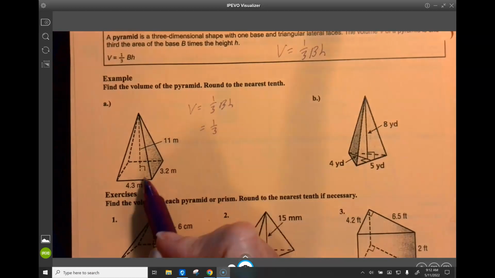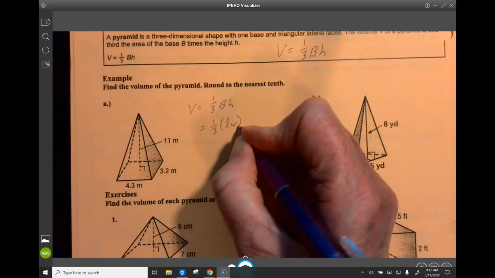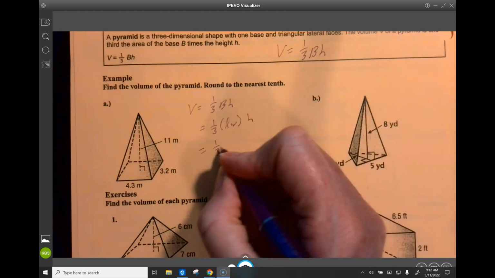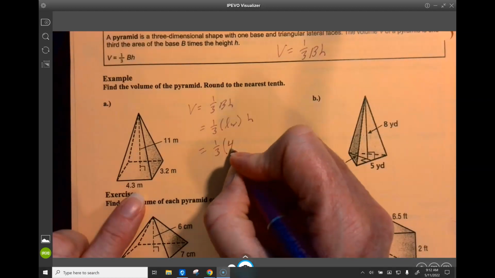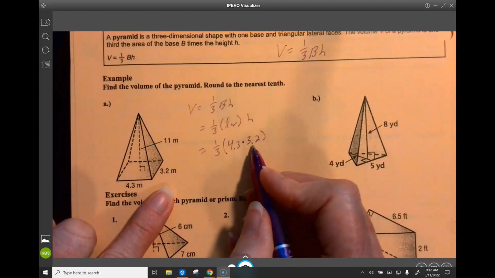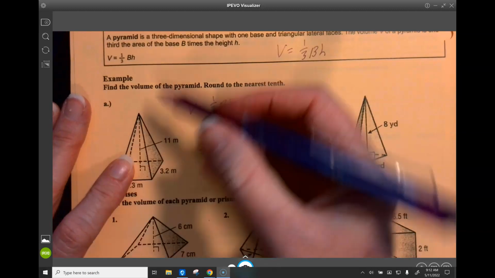Okay, so now our base, we have to look at this on an individual basis. Here, it is a rectangle, so length times width, and then I'm going to take it times the height. So I have 1/3 times 4.3 times 3.2, and you don't have to put in parentheses. I'm doing that for emphasis sake to say, hey, this is the base. Then I'm going to take it times the height.